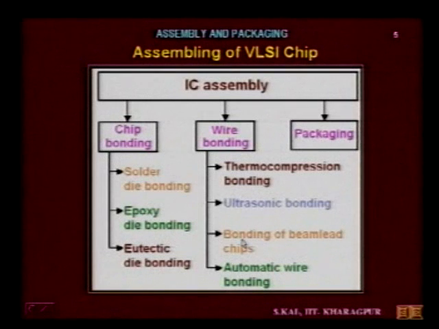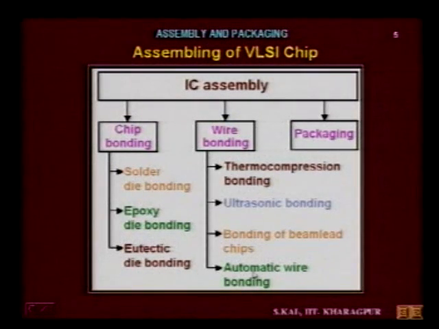Next is bonding of beam lead chips. That means here we do not use any wire, rather we use beam leads. The bond pads of the chip are directly connected with the beam lead. Some metal bumps are there, and on the bump we place the chip inverted. The bond pad will be connected to the bumps, and we pressurize it, and there it is bonded. That is known as bonding of beam lead chips.